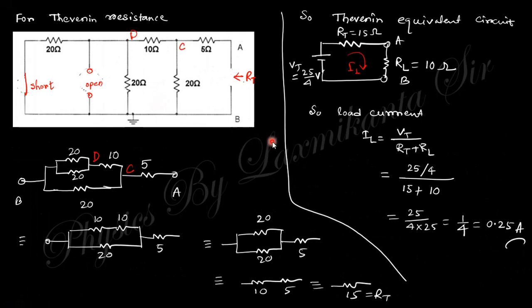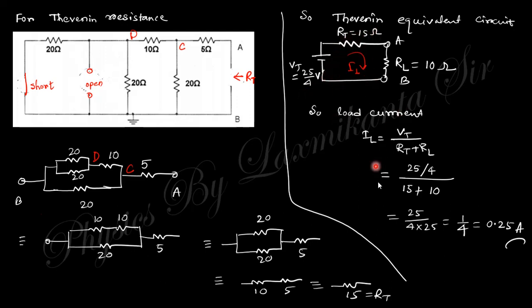After getting the Thevenin voltage, you need the Thevenin resistance, which we find when the current source is open and the voltage source is shorted. These 20 are in parallel, and this is in series. After that, this 20 is also in parallel with that, and this is a 5. So you get 10 and 10, then 20, 20, and the RT equals 15. So the Thevenin equivalent circuit has 25 by 4 volt and 15 ohm.